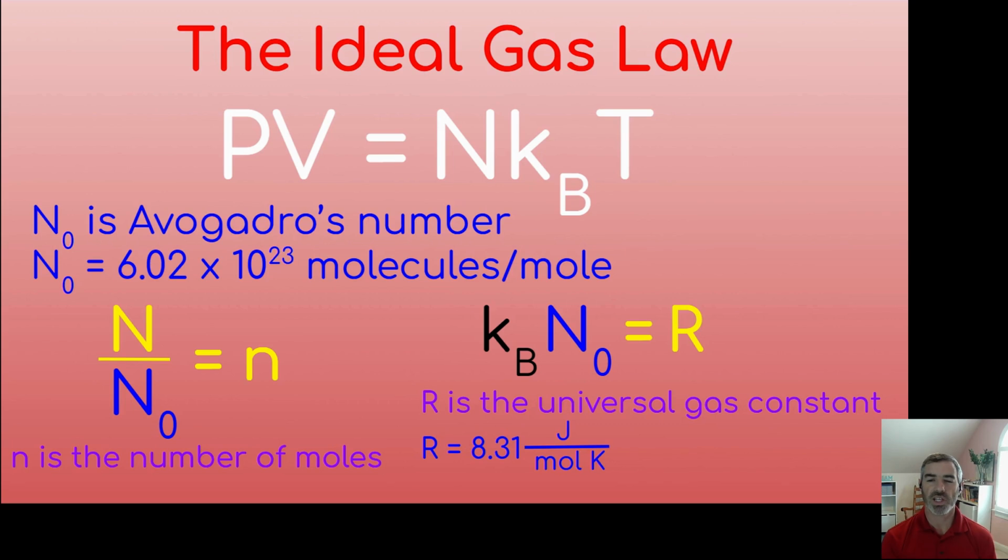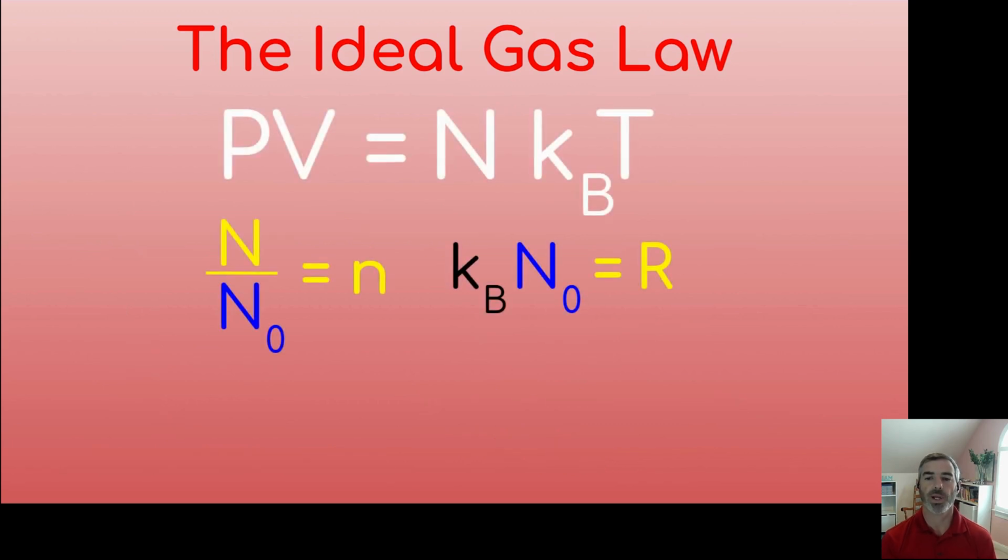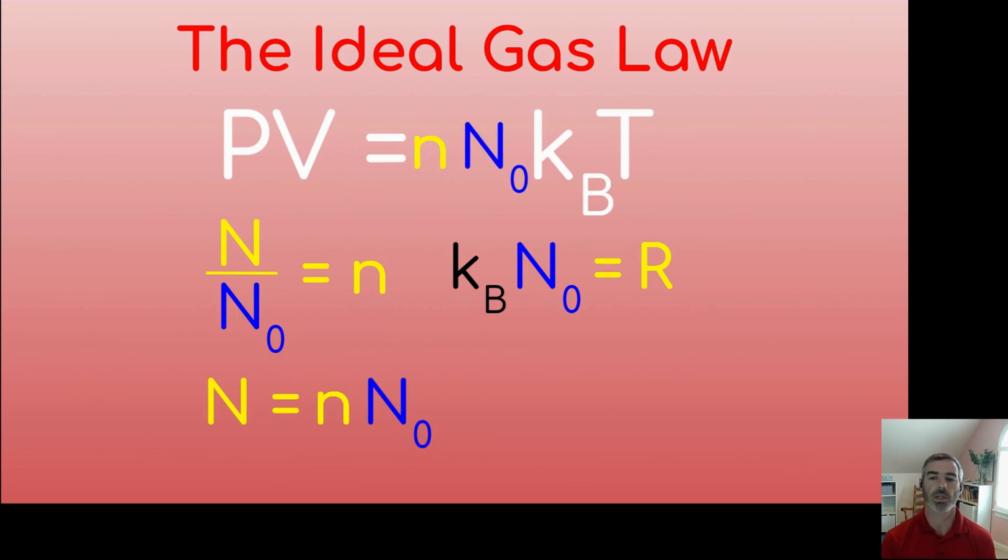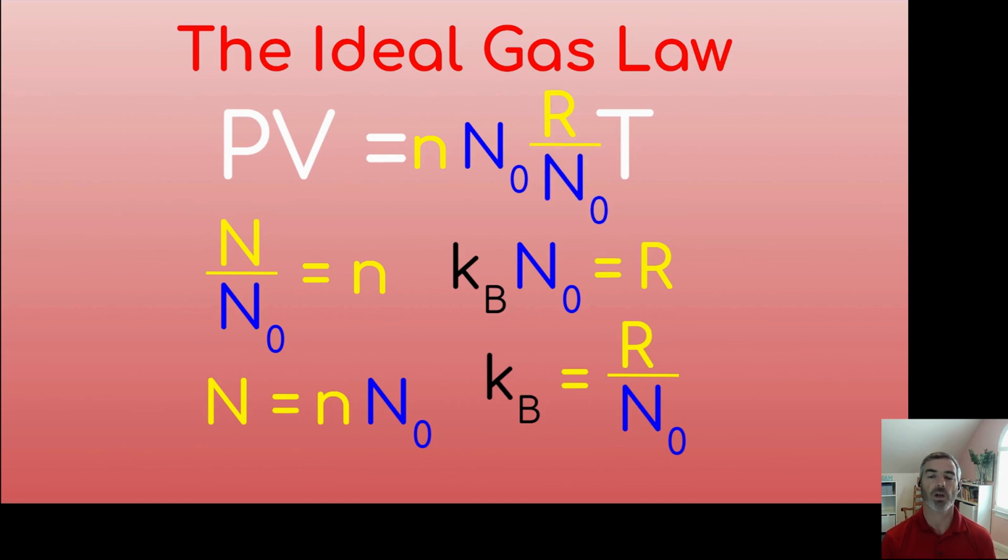So we're going to use these two rules, rearrange them, and substitute into our ideal gas law equation. If we rearrange that, n times N naught gives us the number of molecules. We can substitute moles times Avogadro's number in for capital N. We can rearrange the Boltzmann constant equation and get R divided by Avogadro's number and substitute that in for our kB constant. We can see that Avogadro's number is going to cancel out and give us that PV equals nRT. So this is the second version of the ideal gas law equation.